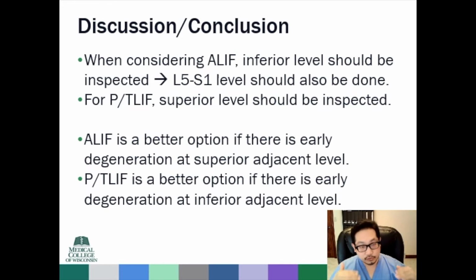TLIF, PLIF, it's okay to do this at L4-5 because it is more sensitive to the superior adjacent level, not the inferior. So TLIF, PLIF is a better option if there's early degeneration at the inferior adjacent level.